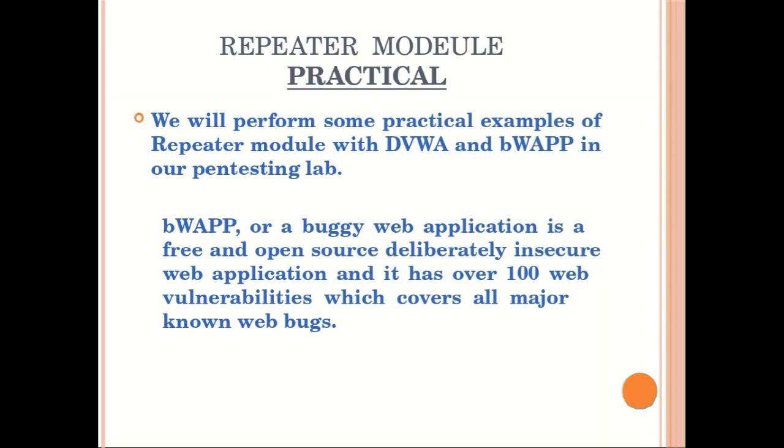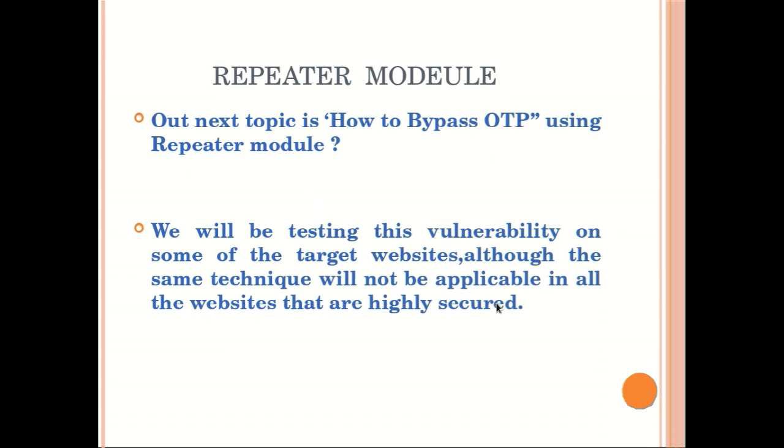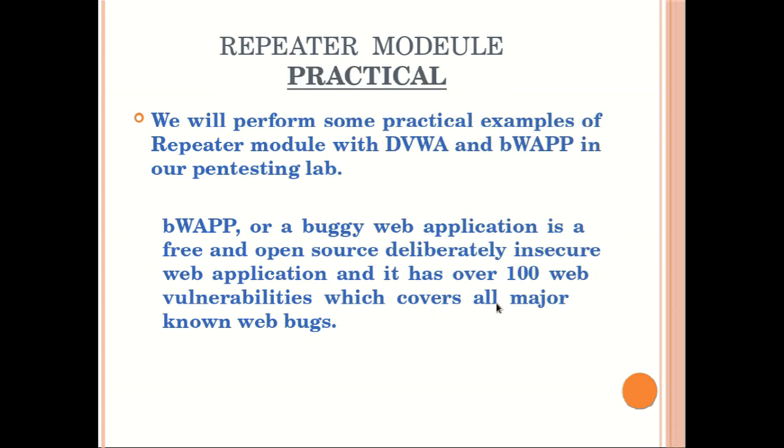We'll perform some practical examples with the repeater module with our DVWA and this bWAPP web application. bWAPP, or buggy web application, is a free and open source deliberately insecure web application, and it has over 100 web vulnerabilities which cover all the major web bugs. Now let's see how it works.